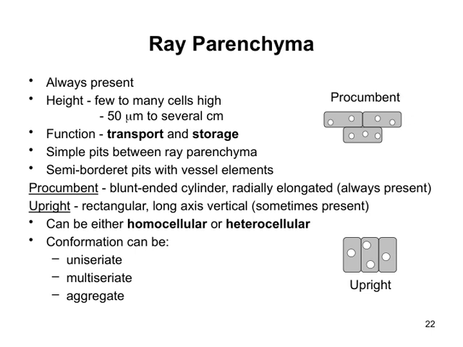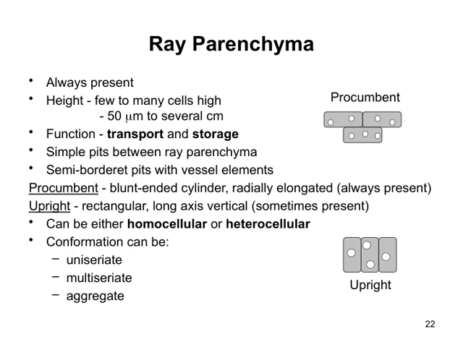Now, the shape of these cells can vary too. Some are procumbent, meaning they are blunt-ended cylinders that are radially elongated. These are always present in the ray. Others are upright, rectangular cells with a long axis oriented vertically. These can sometimes be found as well. The cells can be either homocellular, meaning all the cells are similar, or heterocellular, with different cell types present. As for their arrangement, the conformation can be uniseriate, with a single row of cells, multiseriate with multiple rows, or even aggregate formations, where groups of cells cluster together.